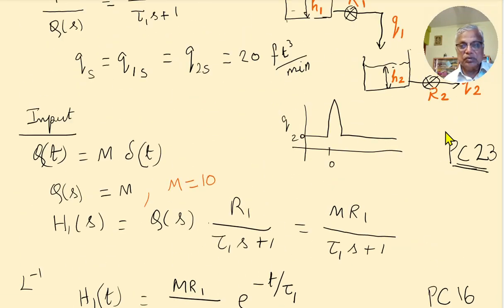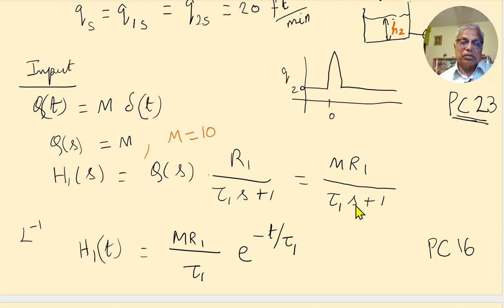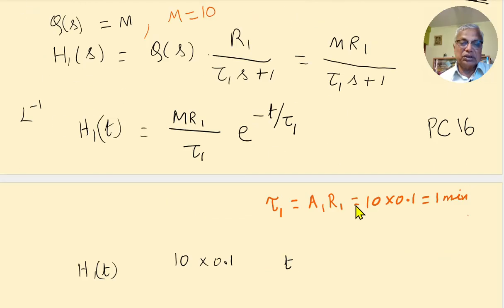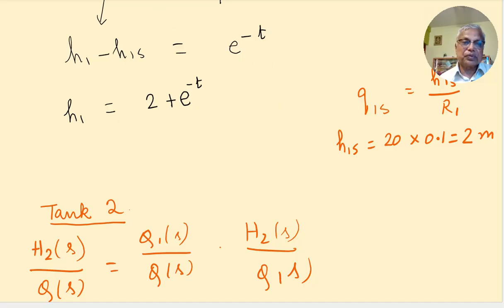For tank 2, if you want to find out the response in the level of tank 2, H2, we have to relate H2 and Q. So this becomes two first order systems in series. When you have two non-interacting first order systems in series, the overall transfer function will be the product of the two individual transfer functions. So H2(s) by Q(s) will be equal to Q1 by Q into H2 by Q1. This is for tank 2, the product of these two transfer functions.